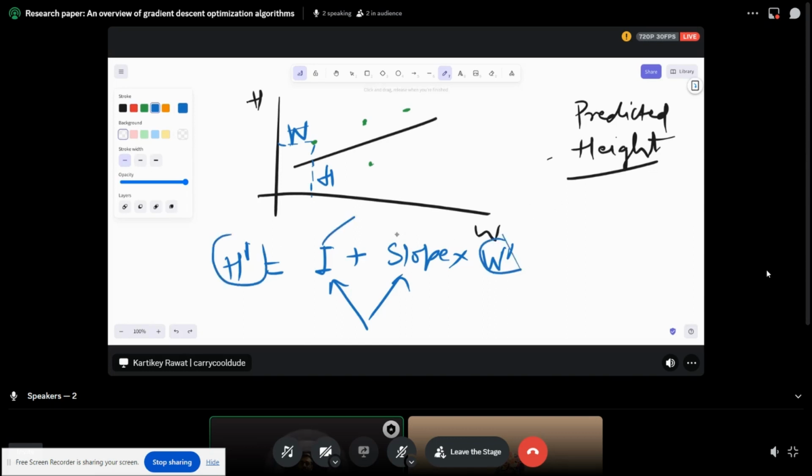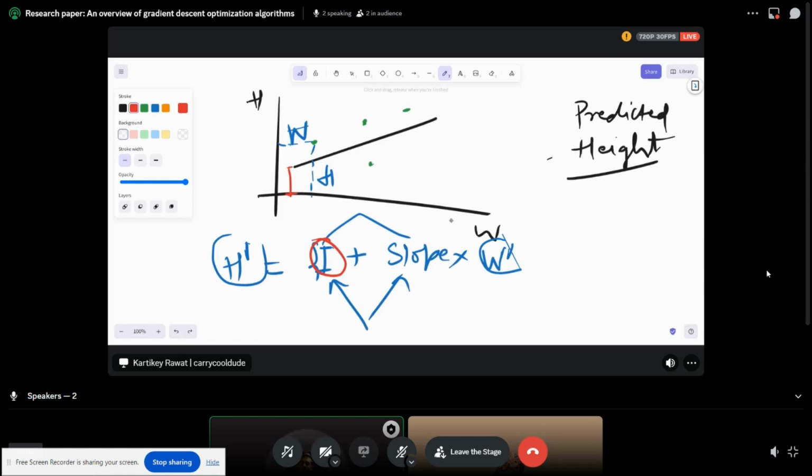These will be the fixed ones, and these will be changed on the basis of the best way to tweak these two parameters so that we can get a predicted value in a better way, right? First of all, let's go to the intercept part. Consider this as an intercept.